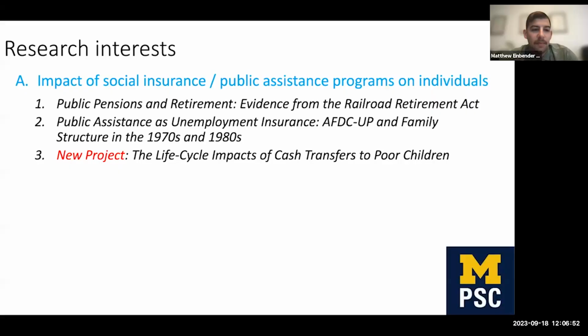Main buckets. The first being the impact of social insurance and public assistance programs on individuals, focusing on outcomes as disparate as public pensions and retirement, the effect of public assistance on family structure, and this new project that I'll talk a little bit about that I've been focusing on the last year, which is going to look at the life cycle impacts of cash transfers to needy children on subsequent outcomes throughout the rest of their life.